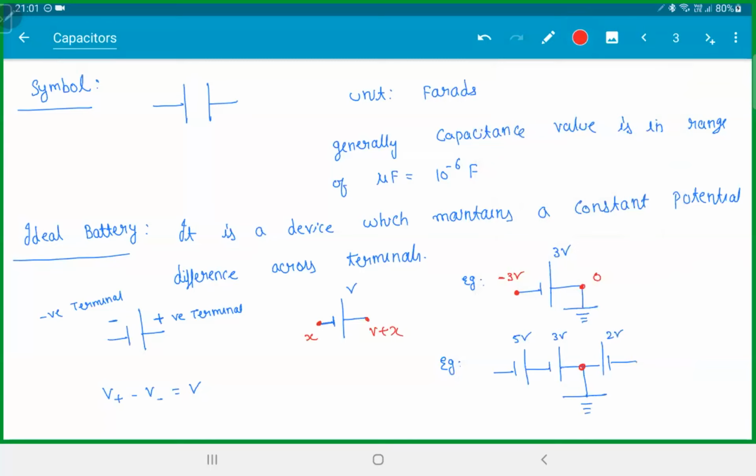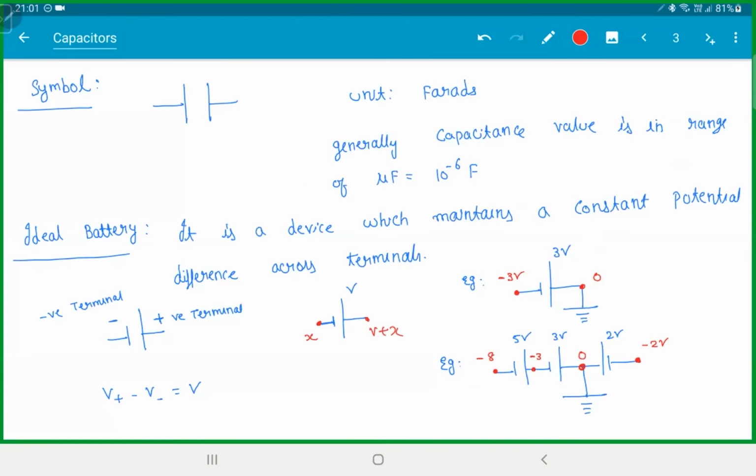Everyone, what is the potential here? 0, because it is grounded. So what is the potential here? -2. Minus 2. What is the potential here? -3. -3. What is the potential here? -5. -8. Please check this example. Please have a look at this example.